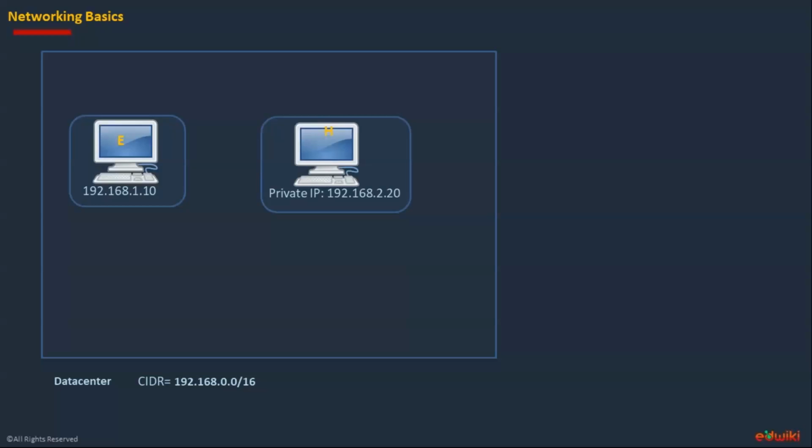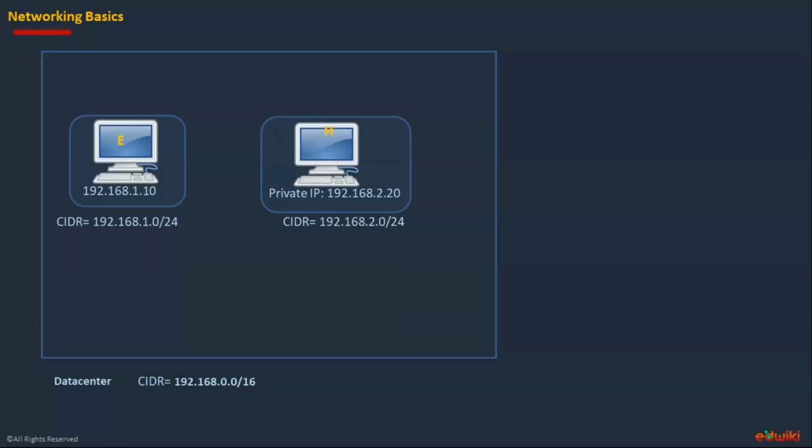Now, it is possible to divide your network into subnetworks as well. You see now, when I'm configuring the IP address on my servers, I'm not configuring the IP in the /16 CIDR, rather I'm configuring the IP in the /24 CIDR. So now my statement is like this: the E machine is in the 192.168.1.0 network. The H machine is in the 192.168.2.0 network.